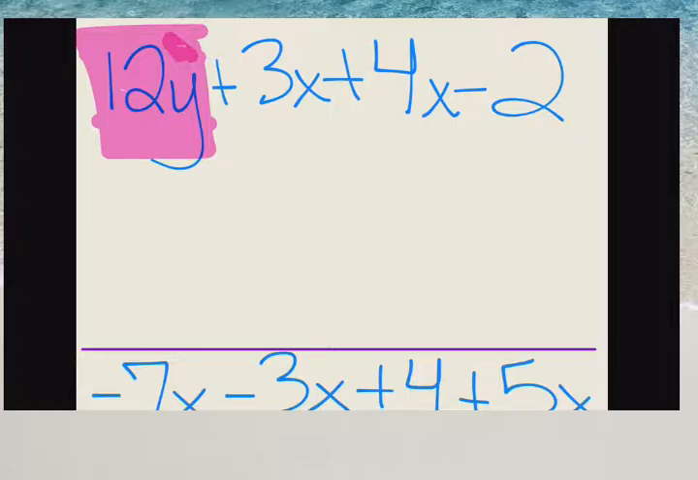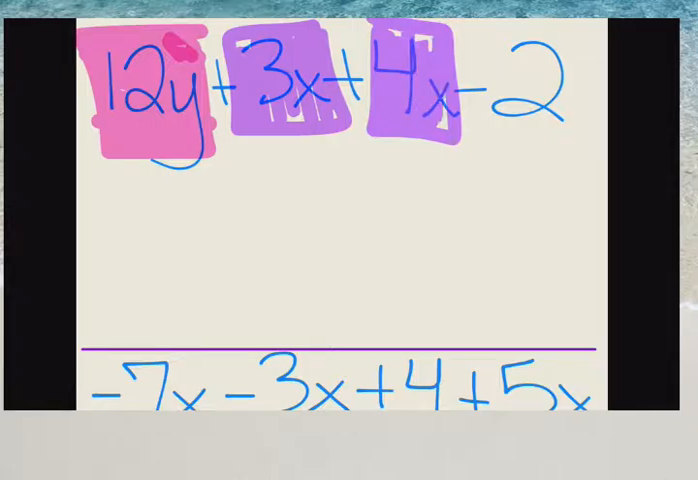So, switch colors again. I'm going to highlight my 3x purple. Any other x's? Yep, we got a 4x. Okay, then I'm going to highlight my constant, which is -2, no other constants. Go ahead and start combining like terms.